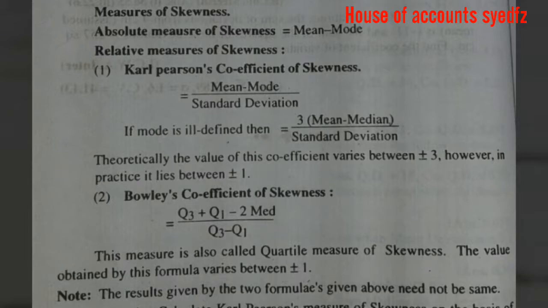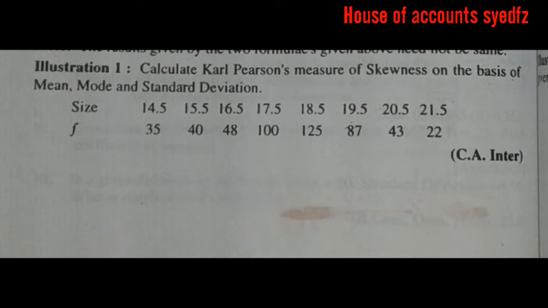When mode is ill-defined, meaning we are getting two answers in mode, the formula changes to 3 into mean minus median divided by standard deviation. At that time we have to calculate mean, median and standard deviation: 3 into mean minus median divided by standard deviation.